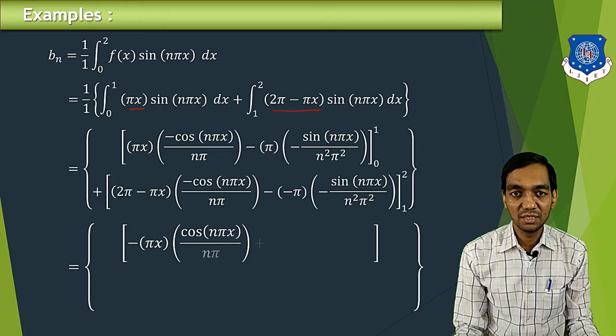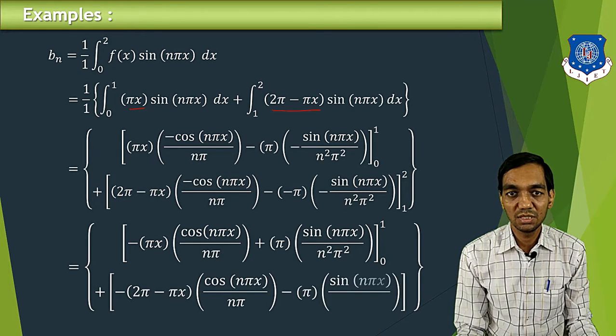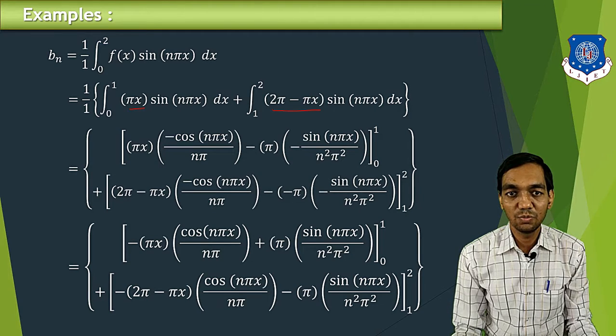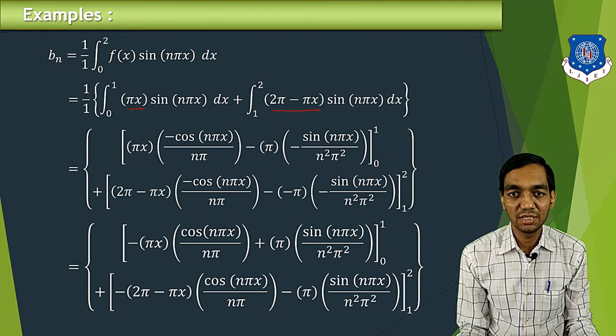Now simplify these terms. So minus plus minus will be minus πx into cos nπx upon nπ, minus minus plus, so you will have plus π into sin nπx upon n²π². The limit is from 0 to 1. And here, minus into plus will be a minus of (2π − πx) into cos nπx upon nπ, minus minus minus, three times minus, will be a minus π into sin nπx upon n²π².